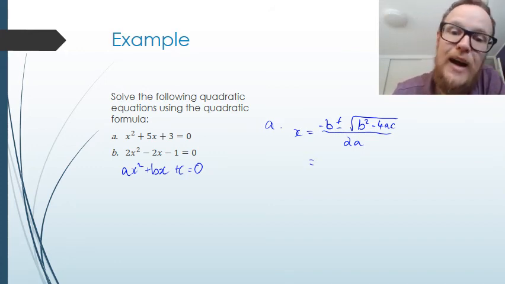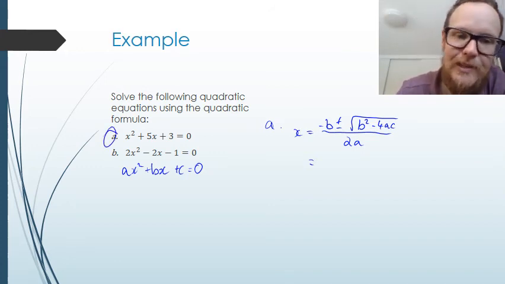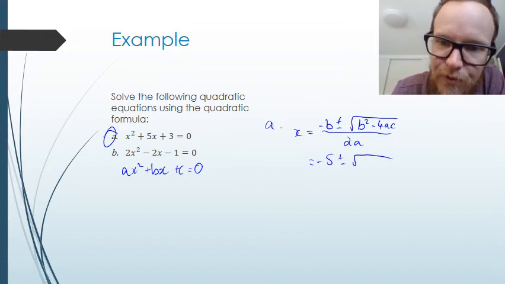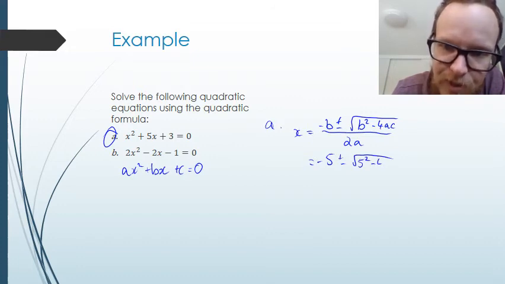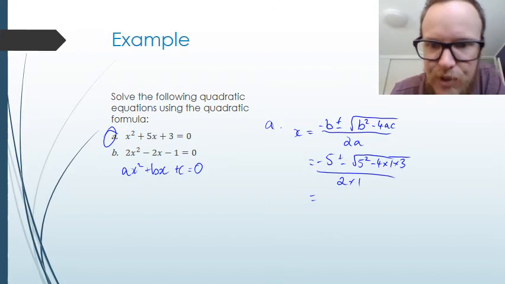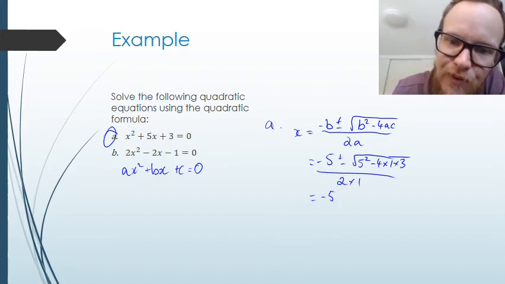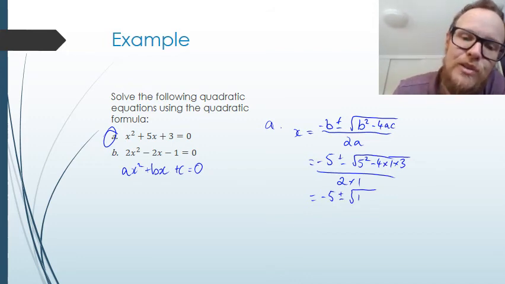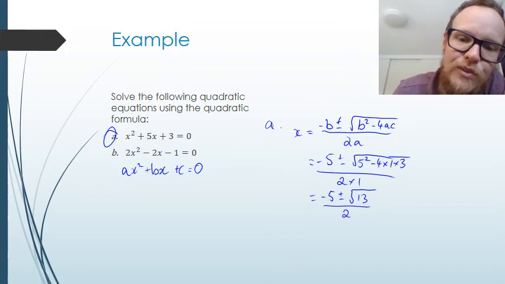B in this case, for part A here, b is 5, so we get negative 5 plus or minus the square root of 5 squared minus 4 times a, which is 1, times c, which is 3, over 2 times 1. Show that substitution. So I've got negative 5 plus or minus, simplifying underneath the square root, I've got 25 minus 12, which is root 13 over 2.